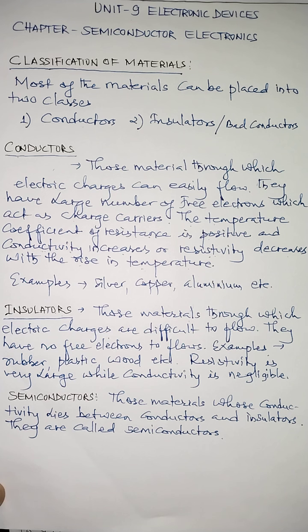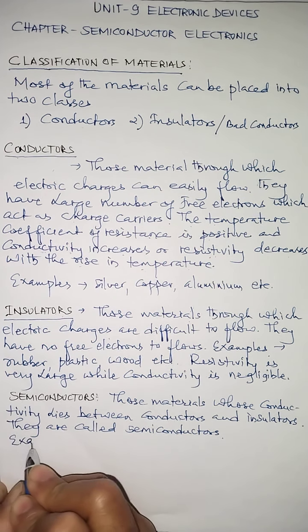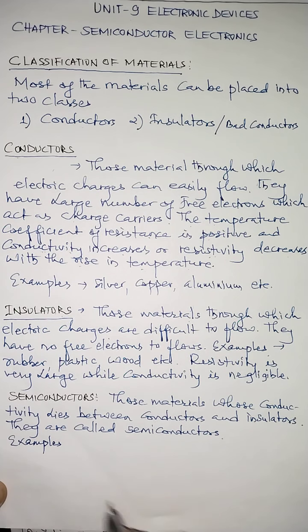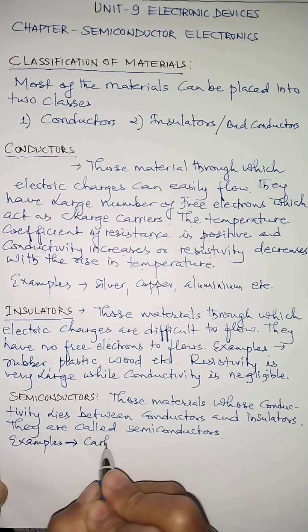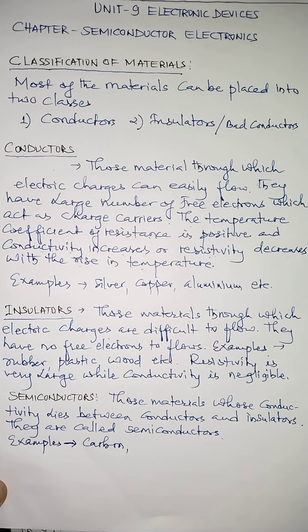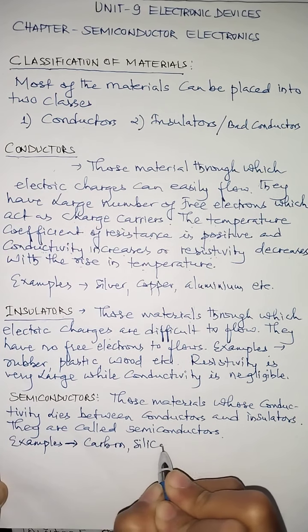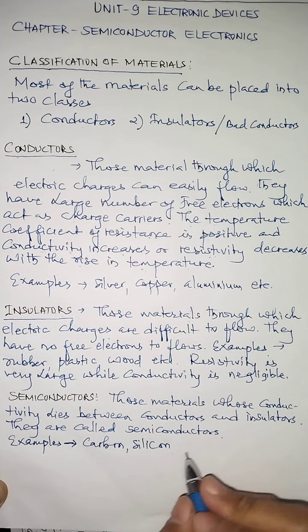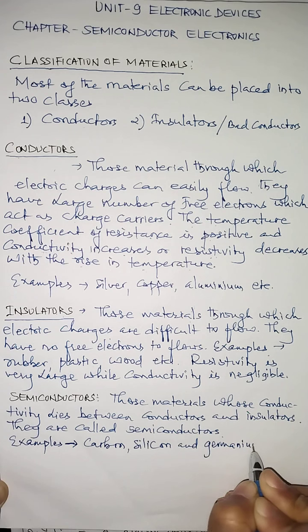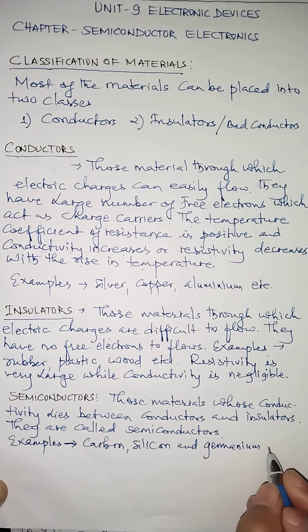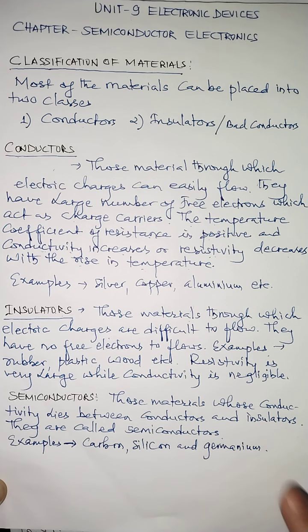Now, there are many examples of semiconductors, but we discuss only the few most commonly used: carbon, silicon, and germanium. These are examples of semiconductors. Due to these semiconductors, semiconductor devices can be made, and due to these devices we are advanced in technology.